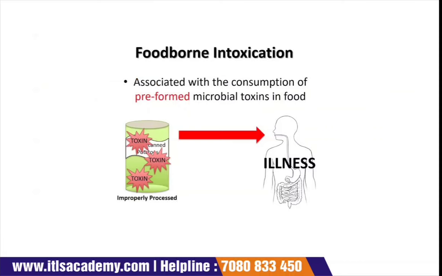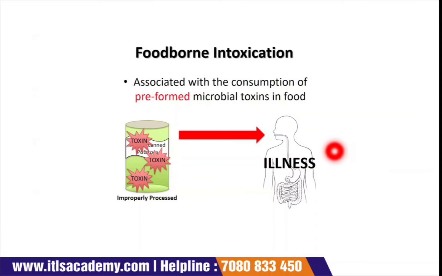Foodborne intoxication is always associated with the consumption of preformed microbial toxins. And who causes these preformed microbial toxins? Different microorganisms or pathogens that have the capability of producing toxins. If this type of food is consumed by a person, it will lead to illness, the foodborne illness. And it is preventable, but it can also be chronic.